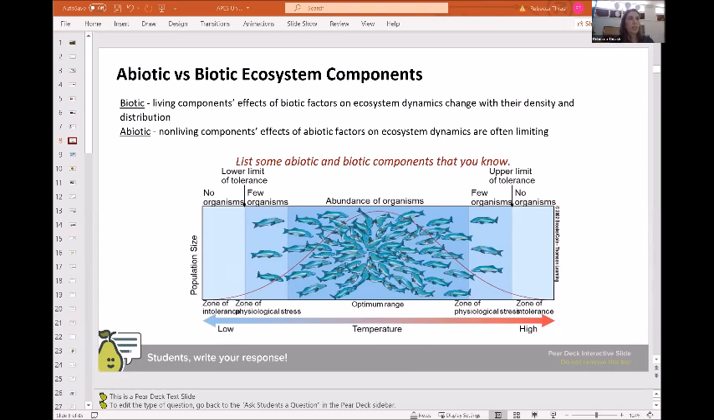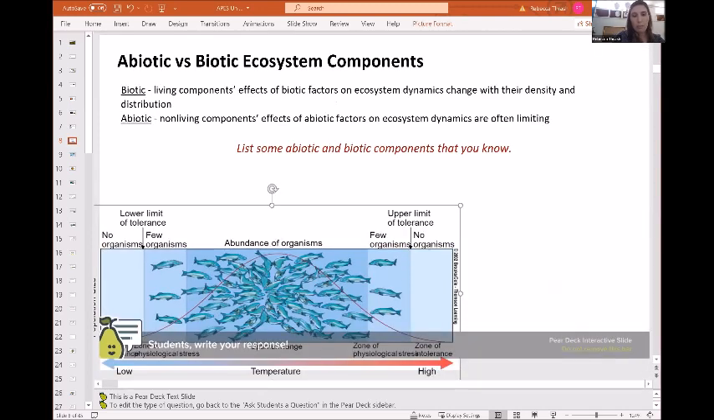Some natural disasters are absolutely abiotic. I think you're getting to like fire, tornadoes, hurricanes. All right, excellent job, guys. So right here, I've got a diagram of a population of fish. Oh, and then I moved it, of course.